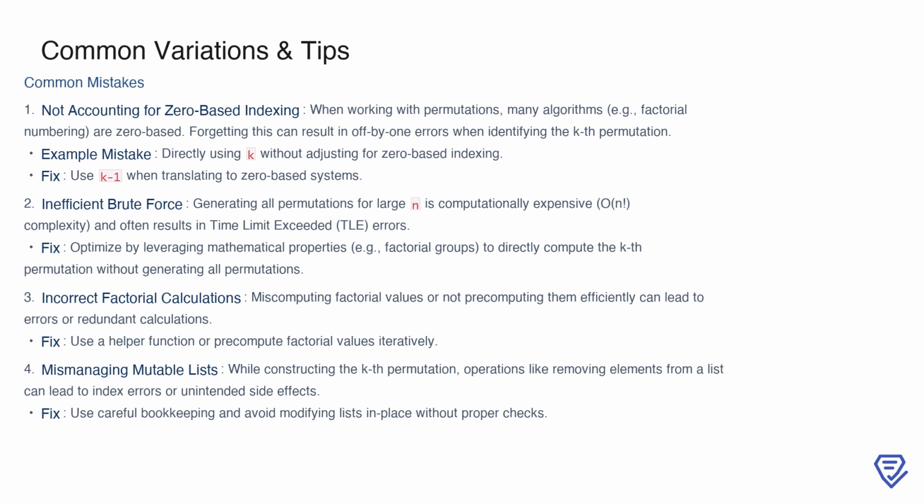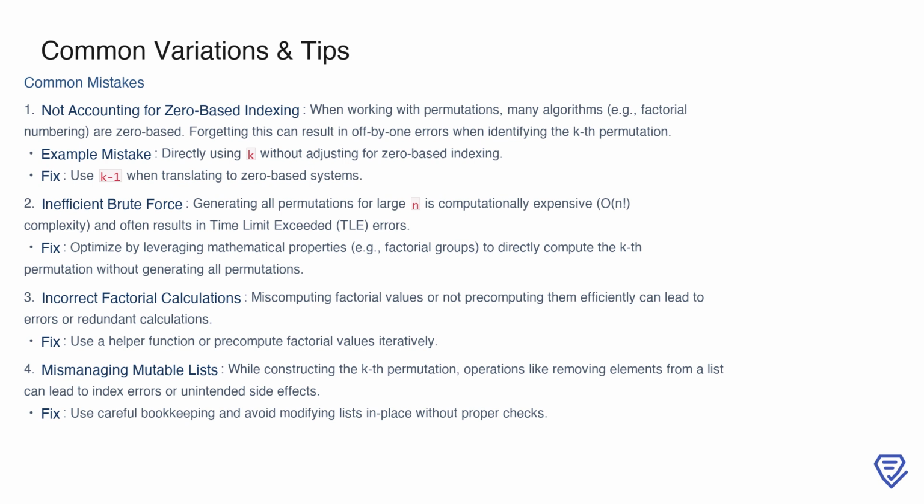Next, brute force approaches might seem tempting, but they are highly inefficient for large values of n due to the O(n!) complexity. Instead, it's better to leverage mathematical properties, like factorial groups, to directly compute the desired permutation. Another frequent source of error is incorrect factorial calculations. Miscomputing values or failing to precompute them efficiently can lead to redundant operations or outright mistakes. Precomputing factorials iteratively or using a helper function can prevent this.